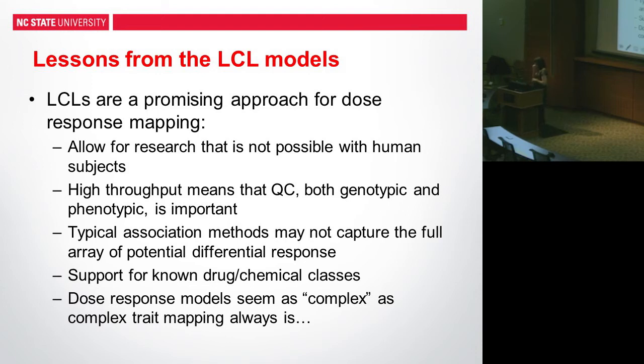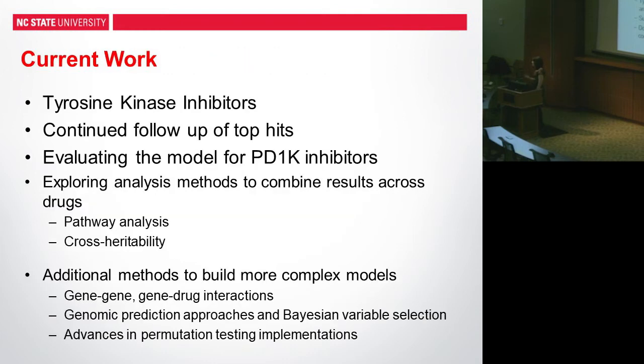Typical association methods may not capture the full results. We have, of course, compared using a more traditional method where we just fit EC50 or IC10 or Hill slope, and you do not see the dramatic results that we see here. So I'm confident that our analysis approach is good. We've also done clustering on response by chemical or drug class, and we can recapitulate chemical or drug class very consistently, looking at differential expression or differential response in these. And we're learning, for the most part, this dose-response trait is as complex as any other complex trait.